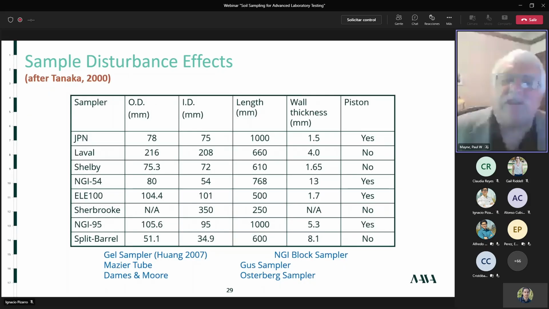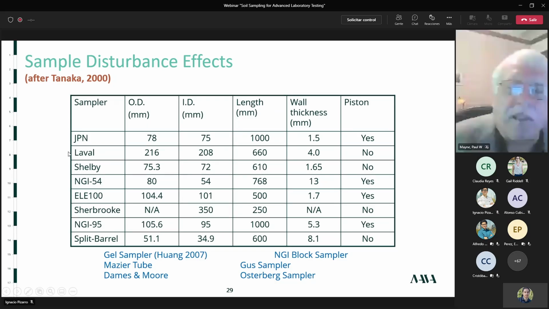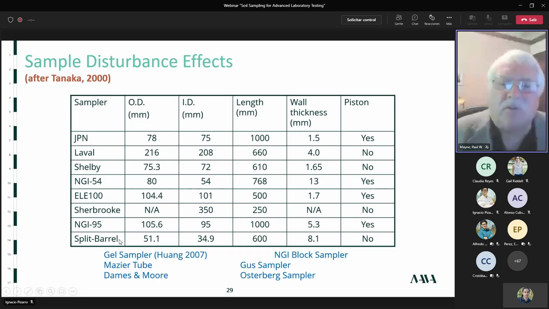And so some of this refers to the different outside diameter (OD), inside diameter (ID), the length, the wall thickness, whether or not the sampler has a piston. And so Professor Tanaka went and did some comparisons between the Japanese JPN sampler, Laval sampler, Shelby, the Norwegian Geotechnical Institute 54 millimeter diameter, ELE 100, Sherbrooke, NGI 95, and a split barrel sampler just because it's so common.